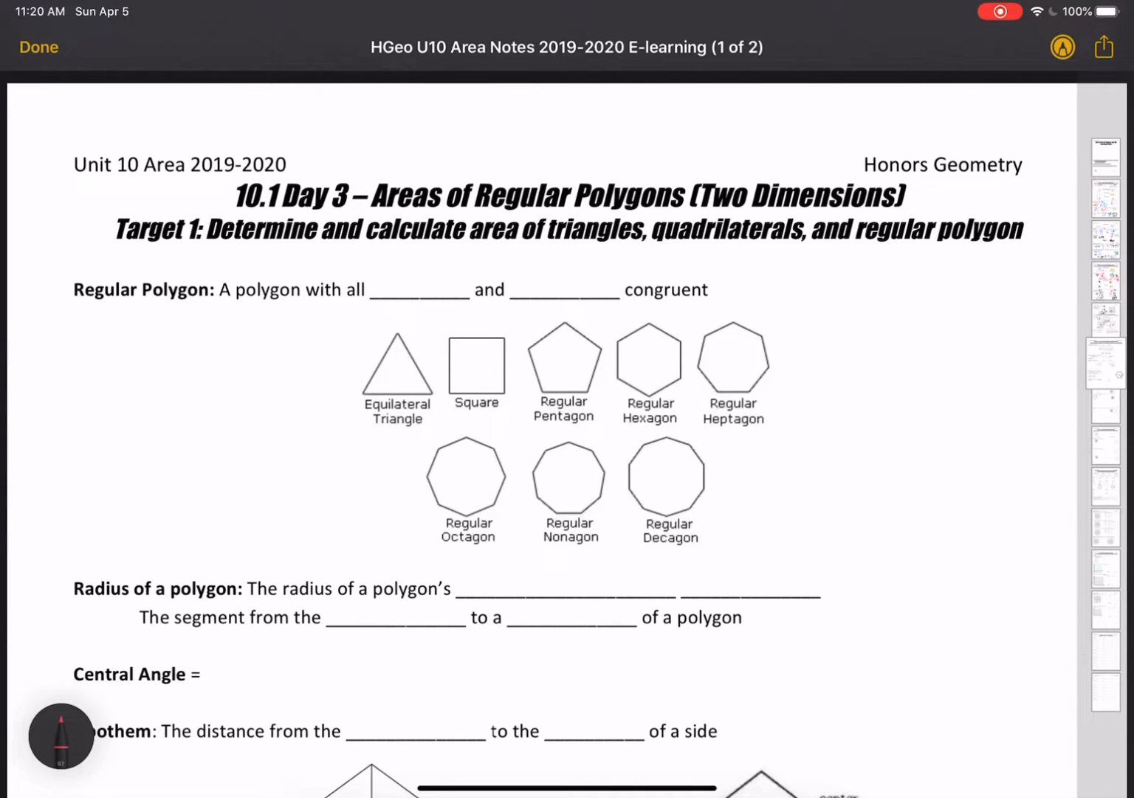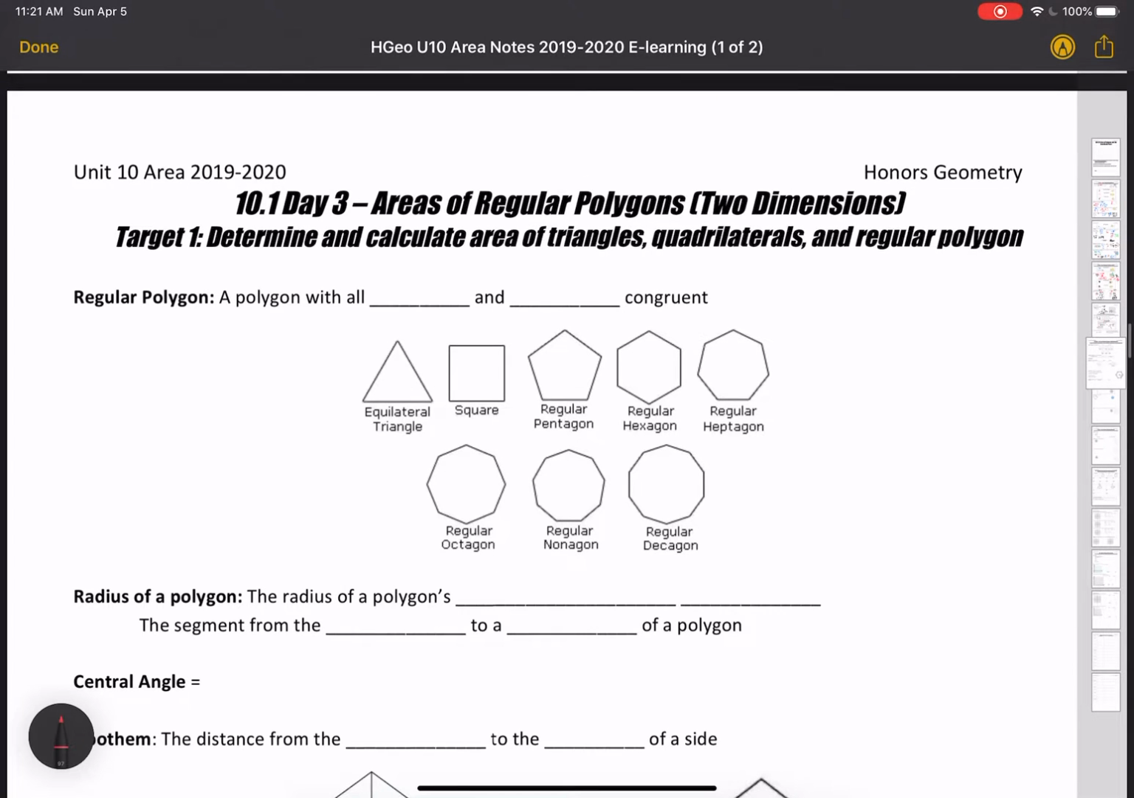Alrighty, everybody. So now in the next couple of videos, I'm going to be talking about areas of regular polygons. I'm going to break these notes into a couple different videos, mainly because there's a lot of information here, and I don't know if we are as familiar with these figures and their area formulas as we were some of the previous ones. So a regular polygon is a polygon with all sides and angles congruent.